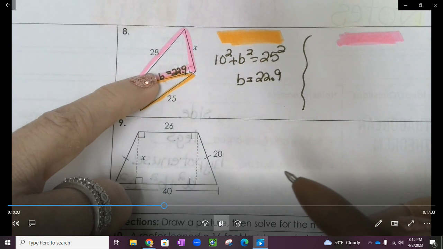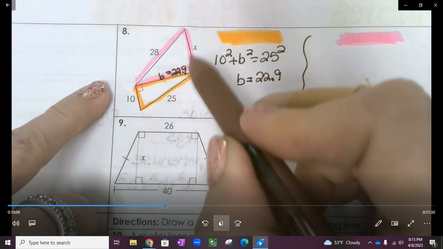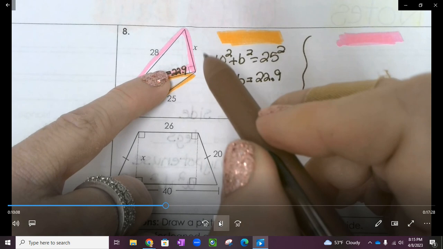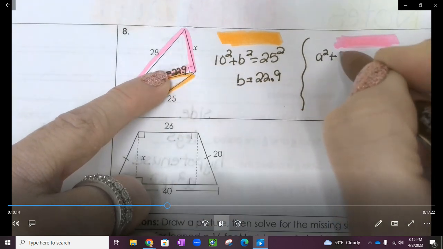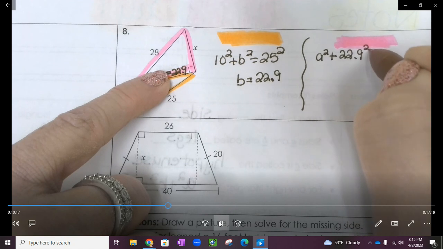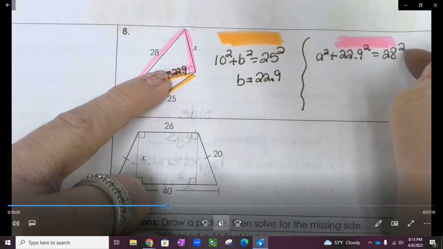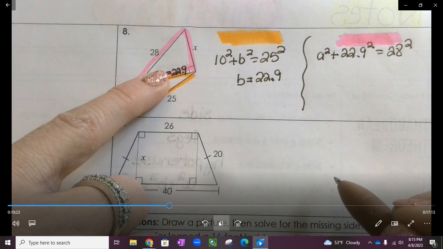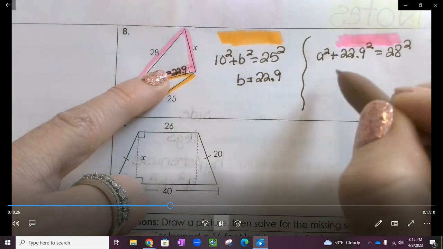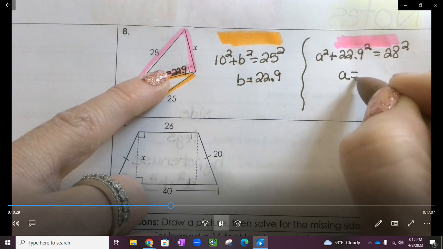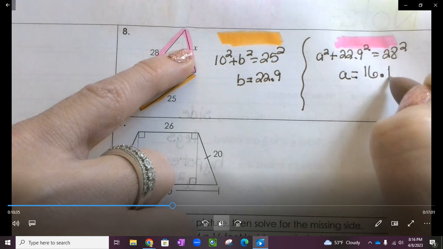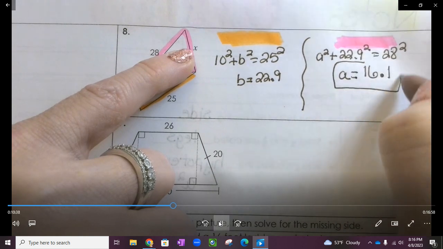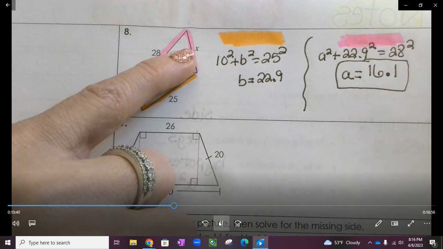So then I'm going to use the 22.9 in my next triangle. This is your B, this is your A. It doesn't matter which one's which. A and B, this is your C. So it's going to be A squared plus 22.9 squared equals 28 squared. Okay? And then we would square these, subtract, do it all on your calculator, and we would get A, which is this answer where my pinky is, equals 16.1. That would be your final answer. You are expected to be able to do problems like that. It is just the Pythagorean theorem twice.